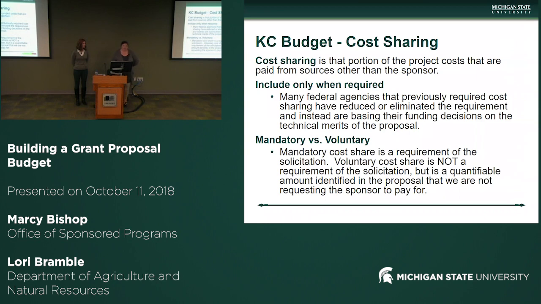Mandatory versus voluntary. So what I was just talking about was mandatory. If they say to you, this is a one-to-one match, your federal budget can be 100,000, that means you have to match another 100,000. And that's the most common, I would say. Sometimes you'll see a 50% match, but generally those are considered a mandatory cost share.